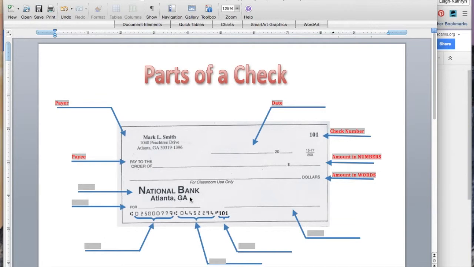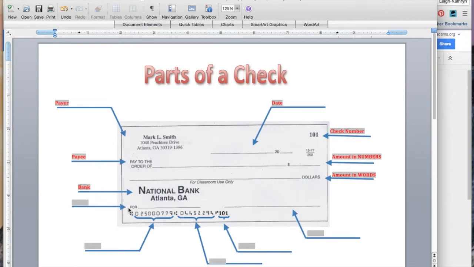Okay, as we come down, this is the bank that the account is at. So we've got the bank name, in this case, city and state. Sometimes you'll see street address. Sometimes there will be an email address. Sometimes there will be phone number. Sometimes it's all of it. Sometimes it's just the name of the bank and the city and state. So we're just going to say this is the bank.